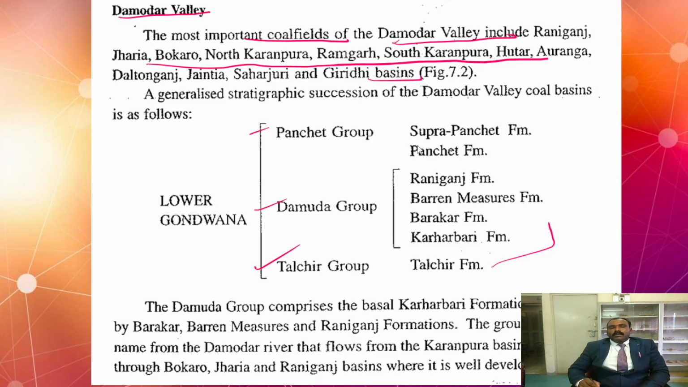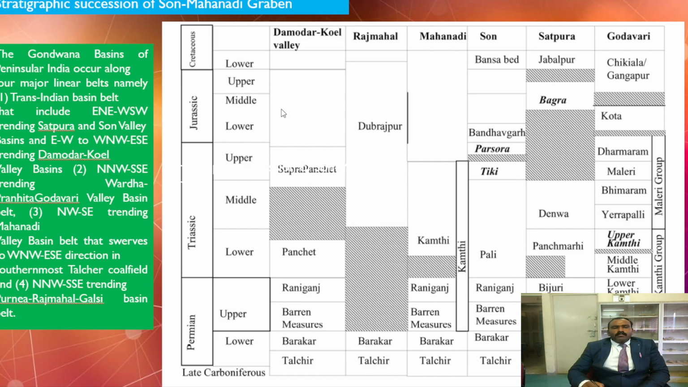Particularly in the Supra Panchet formation, we may also have the Damuda group, consisting of the basal Karharbari formation followed by the Barakar, and those have the richest deposits of coal. This is the stratigraphic sequence of the Son Mahanadi, and then the Son coal, and that is Damodar and Koel, Rajmahal, Mahanadi, Son, Satpura and the Godavari. In these different rifts or regions, we may have various lower and upper formations, and particularly the Permian, Triassic and Jurassic to Cretaceous formations are confined to those rivers, particularly the Damodar and so on.